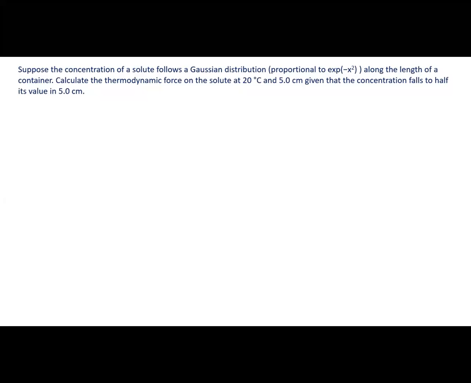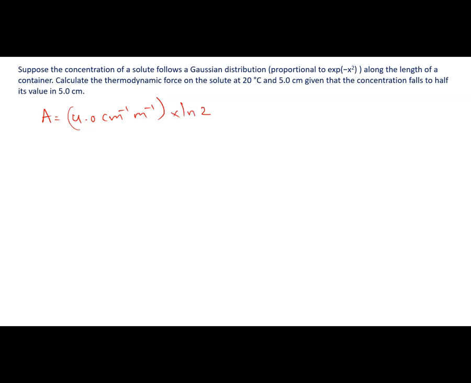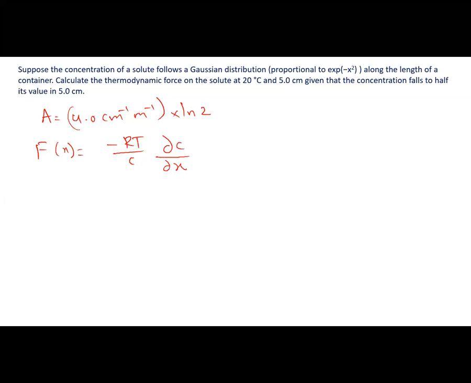So for brevity's sake, I'm going to rewrite the value of A again. So we found that A is equal to 4.0 times centimeter inverse meter inverse times ln 2. So we need to find the thermodynamic force F of x, which is equal to minus RT over C times the concentration gradient dc over dx. Again, let's try to find the derivative of this.